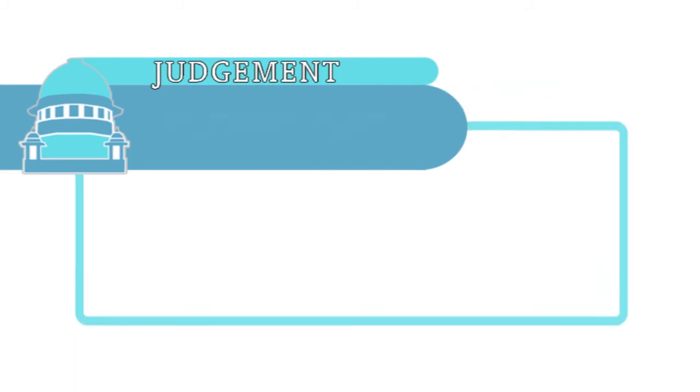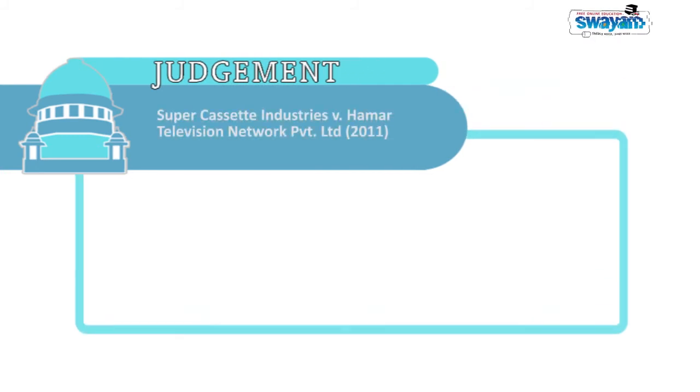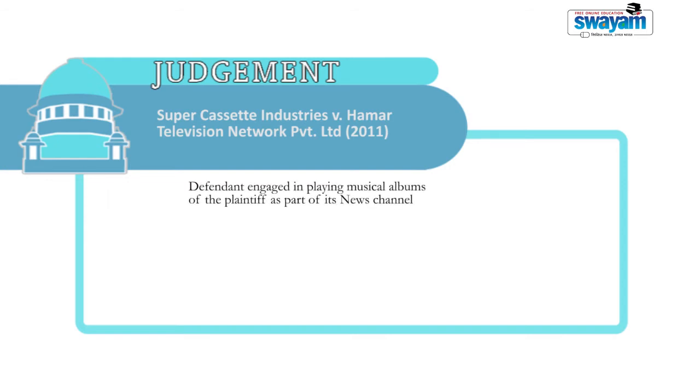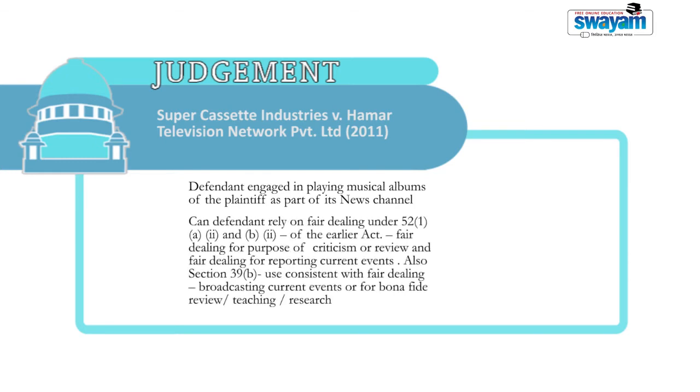In Super Cassettes Industries versus Hamara Television, the question was whether, if the defendant engaged in playing musical albums of the plaintiff's work as part of a news channel, that should be exempted. Can the defendant rely, for example, on section 52(1)(a)(ii) and section 52(1)(b)(ii) of the Act and then claim that these showings of musical albums are part of current reportage or reporting of current events?